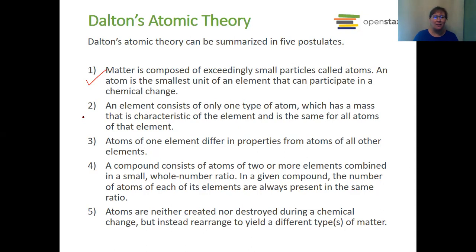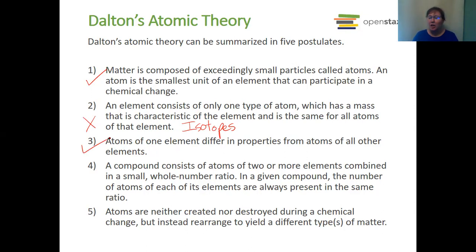Oops, this is where Dalton got this one wrong. Later we're going to learn about something called isotopes, and that is going to help us understand why this is wrong. The next one is that atoms of one element differ in properties from atoms of all other elements. All right, yay, Dalton, this one is still true.